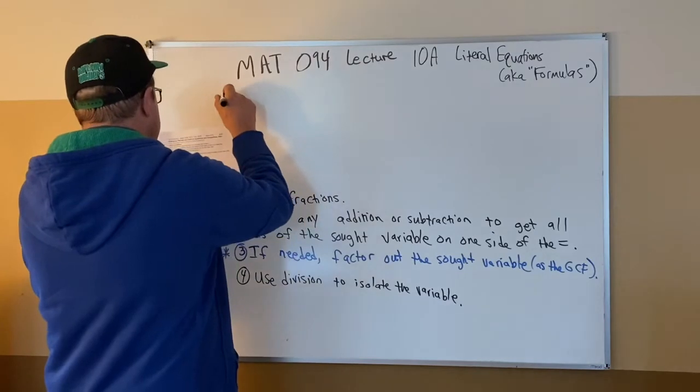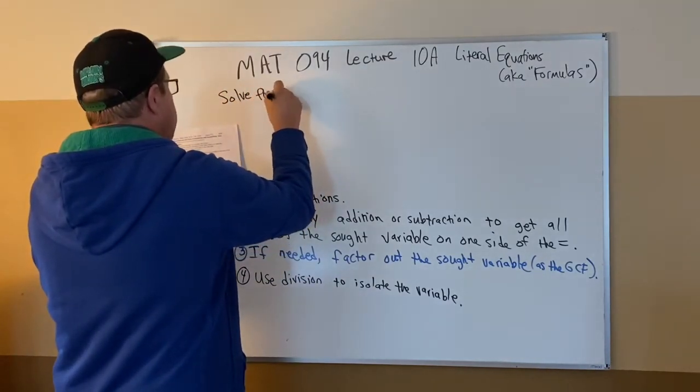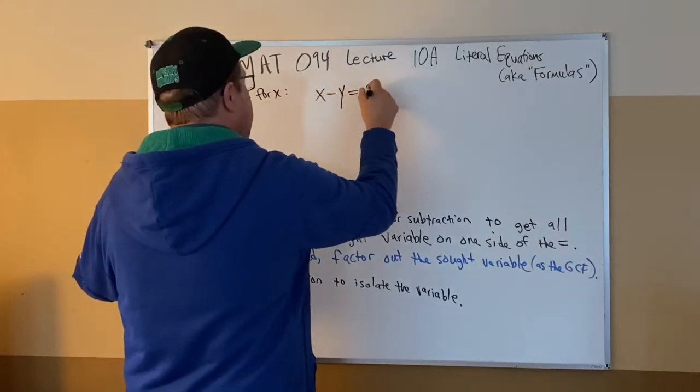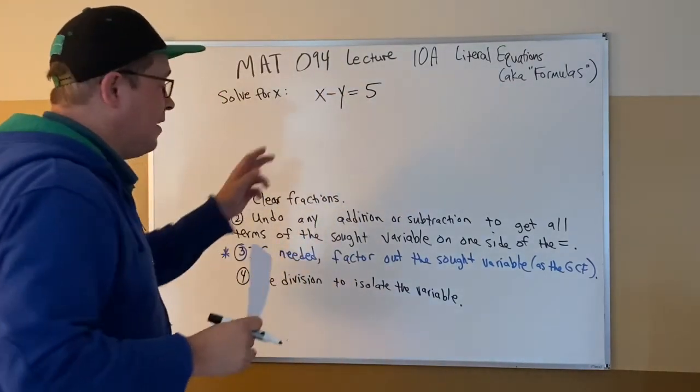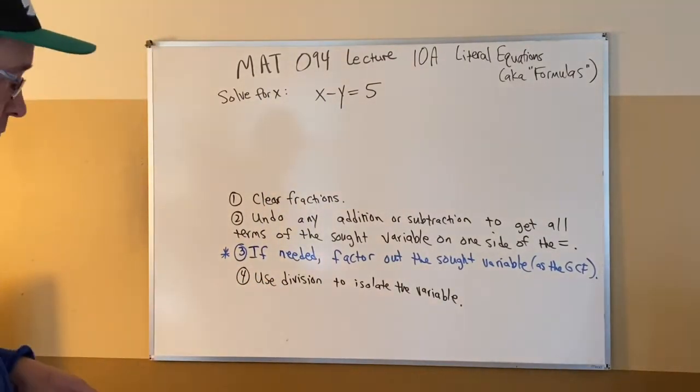So let's try this one. It says solve for x when it's got x minus y equals 5. This is a really important one, and it'll come up again in the third and final one that I do in this demonstration for you.